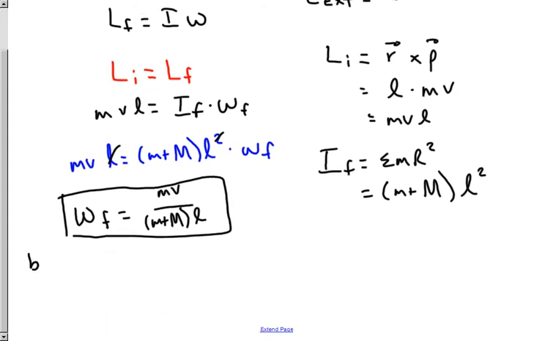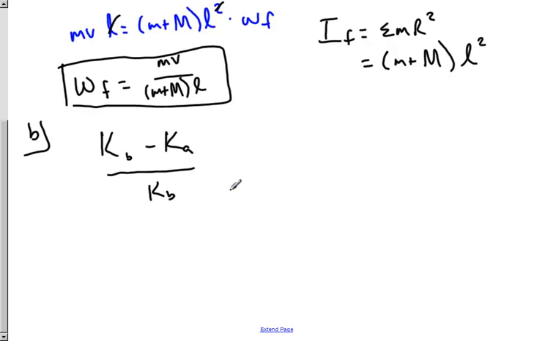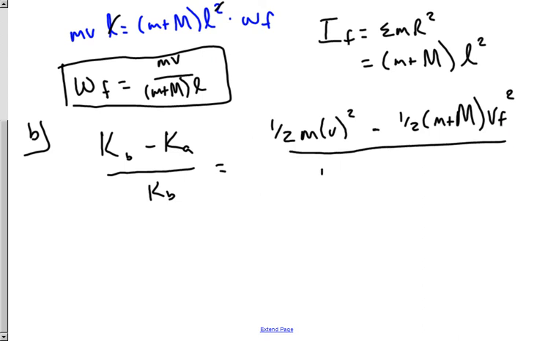For part B in this problem, we're looking for the fraction of kinetic energy lost in the collision, which means we need to look at the kinetic energy before the collision minus the kinetic energy after the collision, and we'll divide that by the kinetic energy before the collision. Now, for our kinetic energy before the collision, the only thing that is moving is the bullet, so we have 1/2 m times v squared. After the collision, we have 1/2 both masses, m plus M times v final squared, and we're going to divide that by 1/2 m times v squared again.